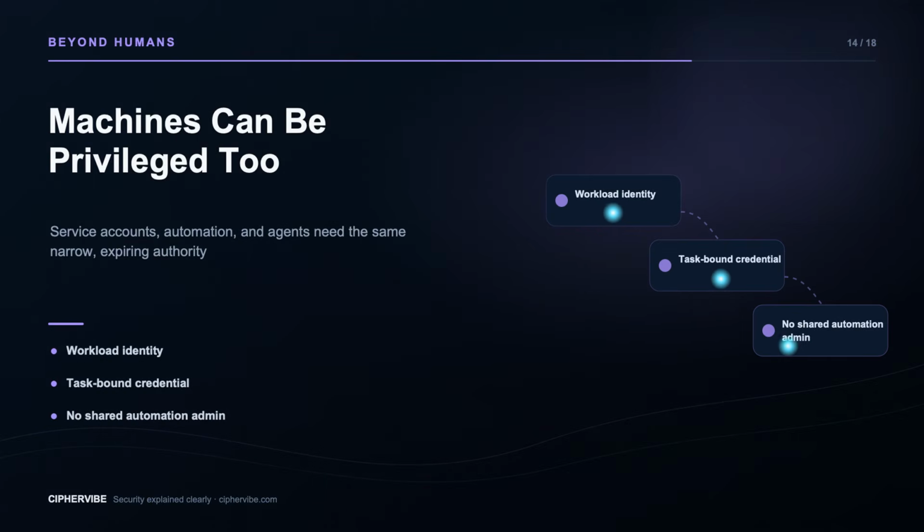Privileged identities are not only people. Backup services, deployment tools, database automation, bots, and AI agents may hold powerful permissions. Give each workload its own identity, owner, purpose, and expiration. Prefer short-lived, workload-bound credentials and deterministic authorization instead of one shared automation administrator.